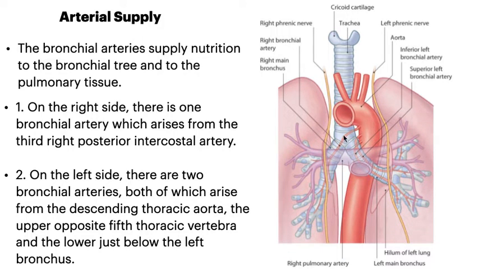Bronchial arteries basically supply nutrition to the bronchial tree and to the pulmonary tissue. On the right side, there is one bronchial artery which arises from the third right posterior intercostal artery. On the left side, there are two bronchial arteries, both of which arise from the descending thoracic aorta, as you can see over here, opposite the fifth thoracic vertebra, just below the left bronchus.